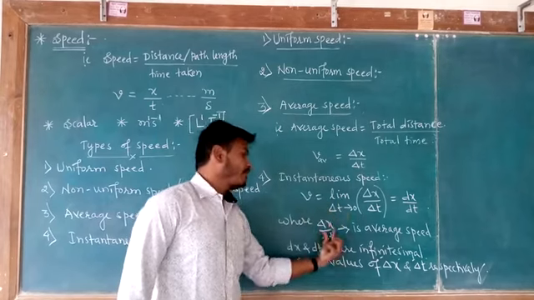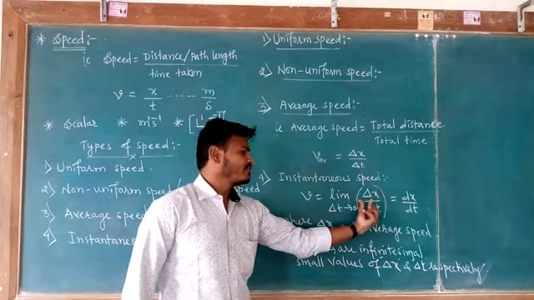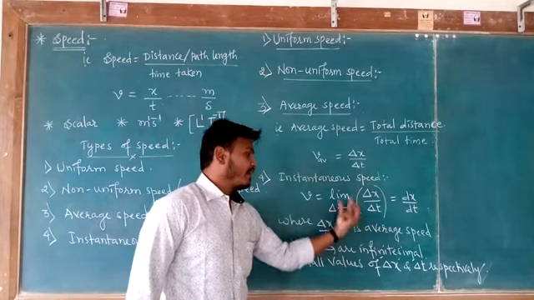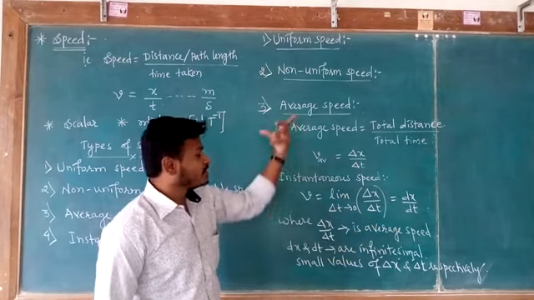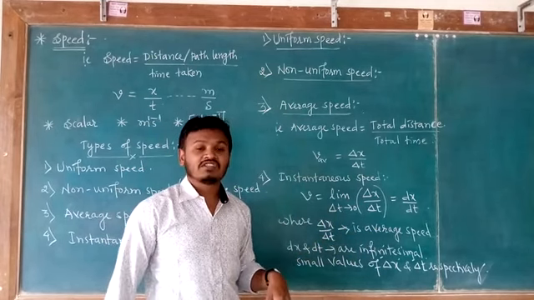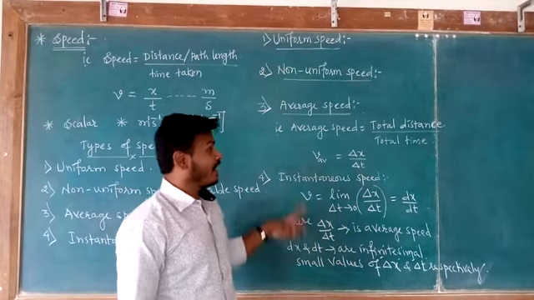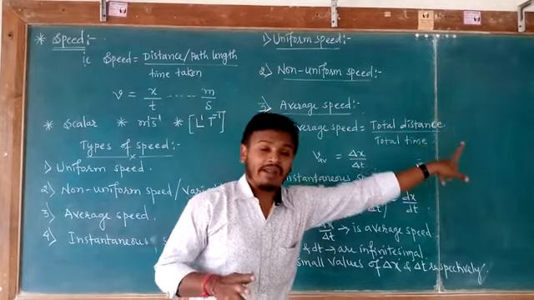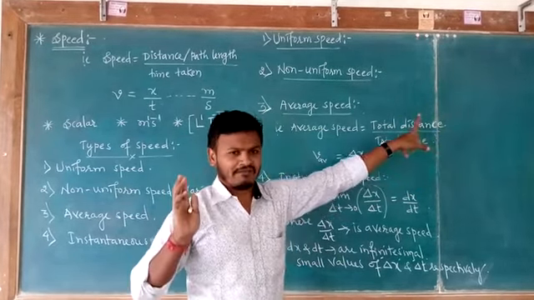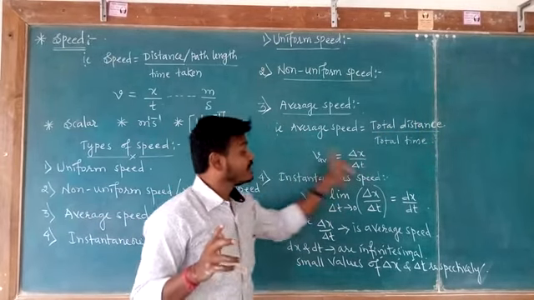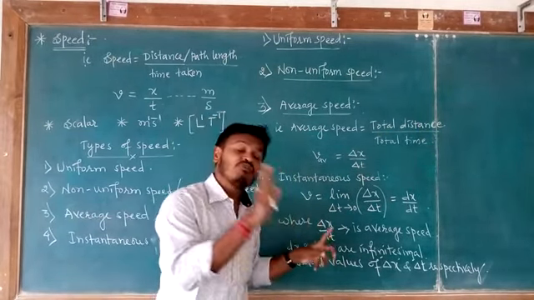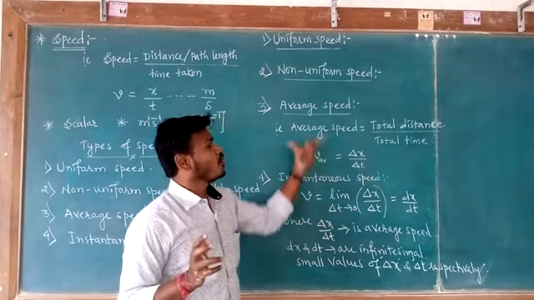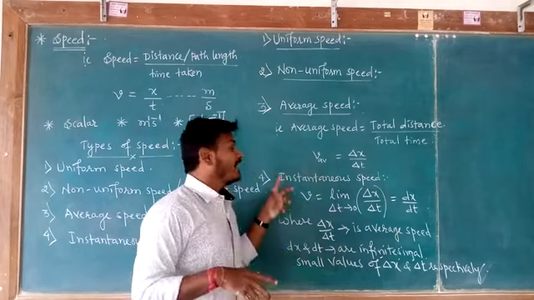And one more parameter we have taken in the above equation, that is delta x by delta t. Delta x by delta t is what? Average speed. This is what we have about instantaneous speed. Just keep in mind that average speed tells us how fast a body is traveling in a given time interval, and instantaneous speed tells us how fast a body is traveling at a particular instant of time. Simply, this is the main difference between average speed and instantaneous speed.